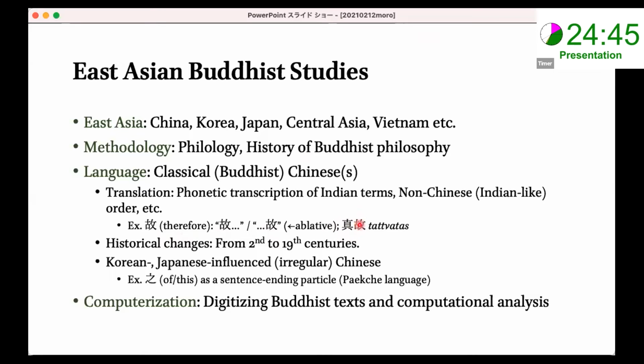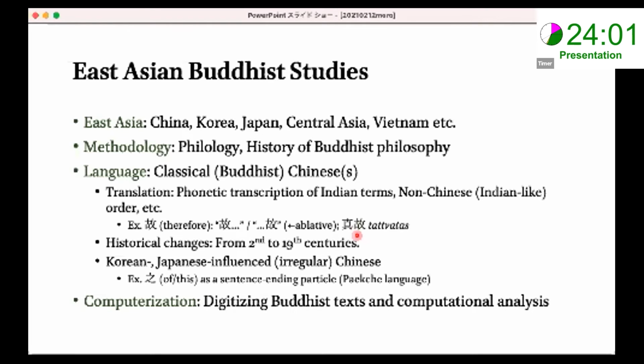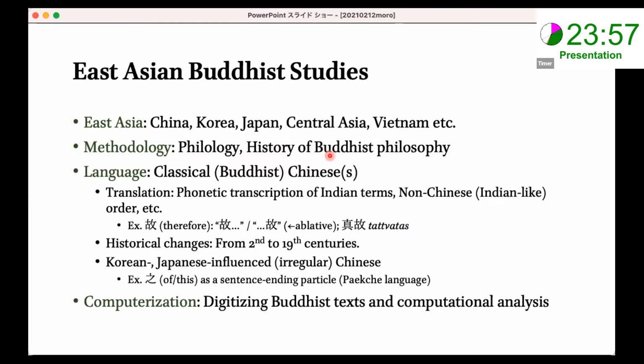For example, Zhenggu is a translation of tattvatas in Sanskrit. So gu, yue, is the ablative of tattva. And East Asian Buddhist texts had been written from the 1st or 2nd century to the 19th century. So the Chinese language has undergone significant changes during this long period. Early Buddhist Chinese is quite different from later ones.